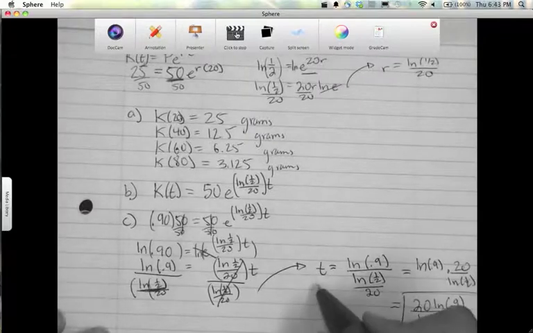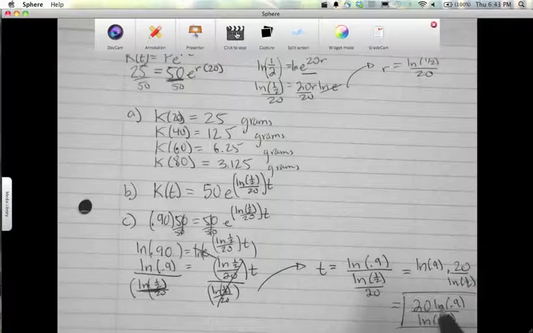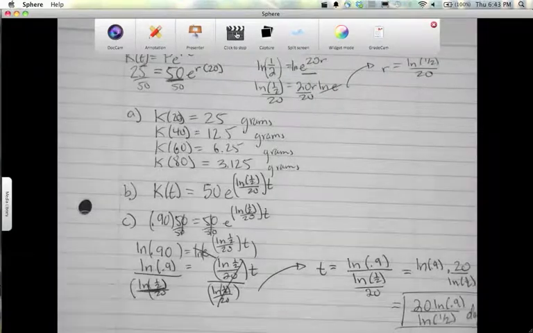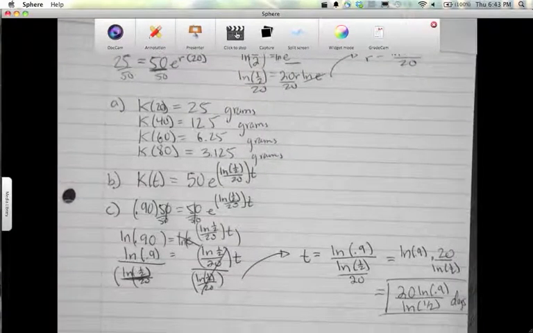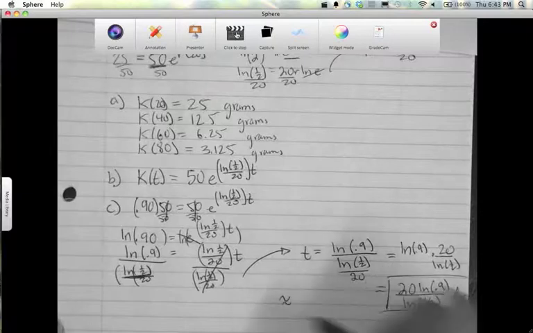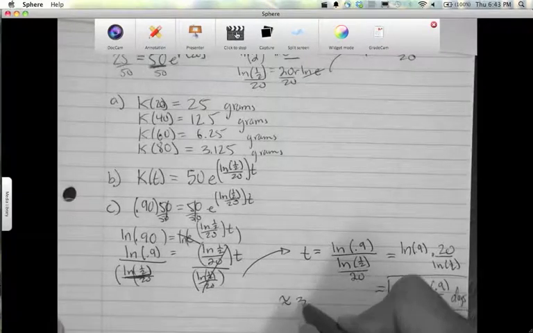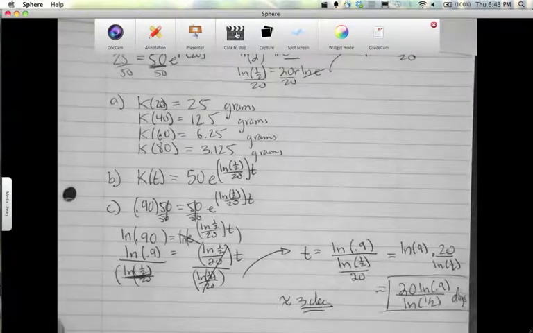Now notice that I was solving for t. It said how long. That's a when. And the when would represent the time in days. So that answer would be in days. And as always, we would round it to 3 decimal places once you've calculated that.